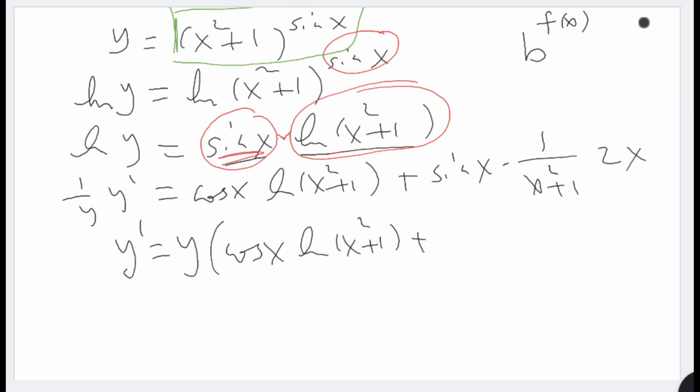It's 2x sine x over x squared plus 1. Okay, so this is another situation where we actually have to apply this logarithmic differentiation method. Take log of both sides, we'll be able to turn this right hand side to a product and then differentiate.